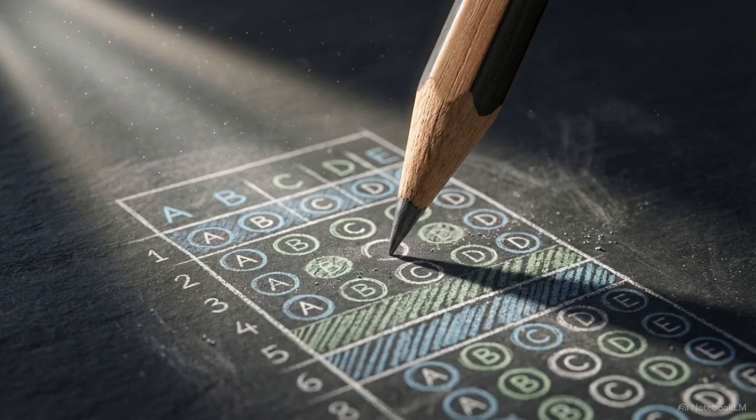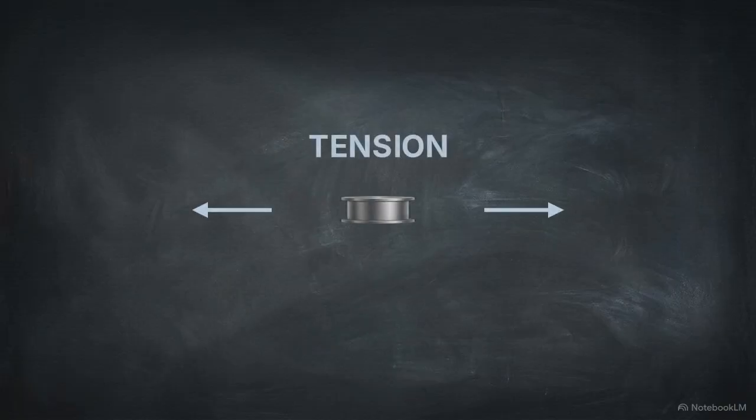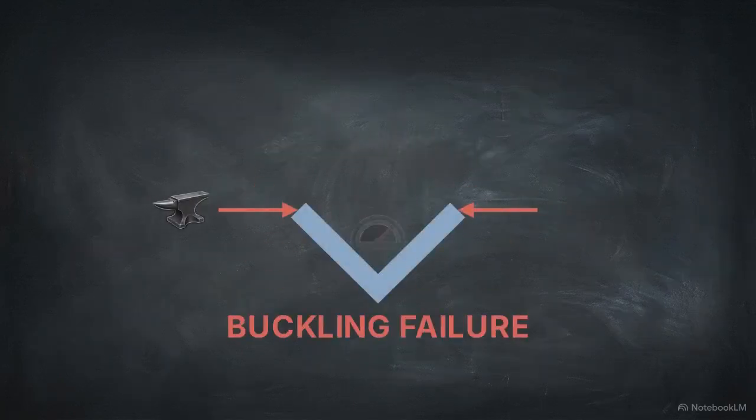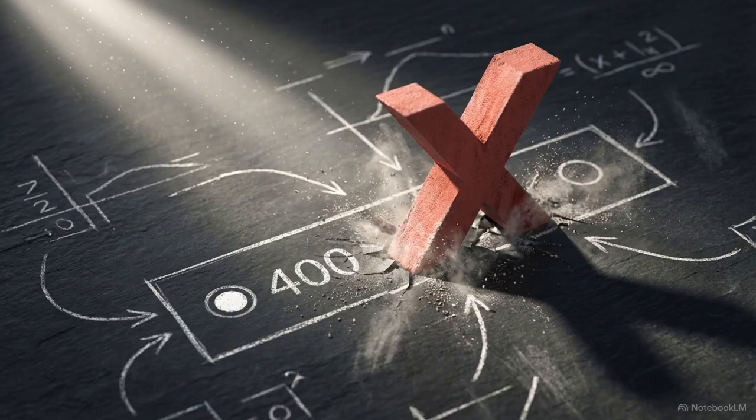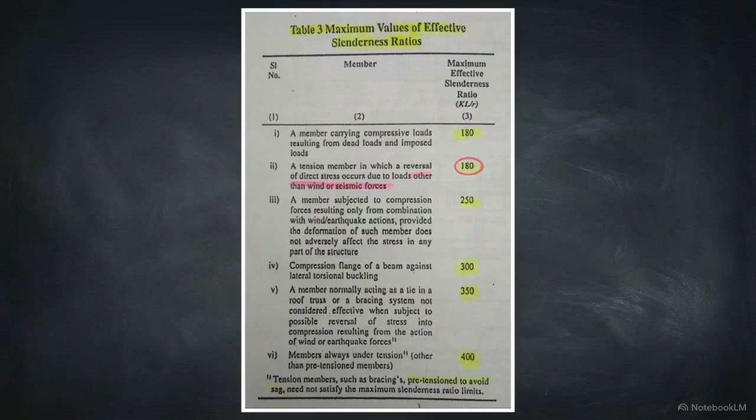This brings us to the first major trap the test writers set. What limit applies to a structural piece designed for pulling, a tension member, that suddenly gets pushed into compression? Most test takers spot the word tension in the question prompt and immediately guess a high, lenient number, like 350 or 400. But row 2 reveals the catch. If that sudden reversal of stress is caused by standard dynamic loads, meaning anything other than wind or seismic forces, the allowable limit aggressively snaps right back down to that strict baseline of 180.